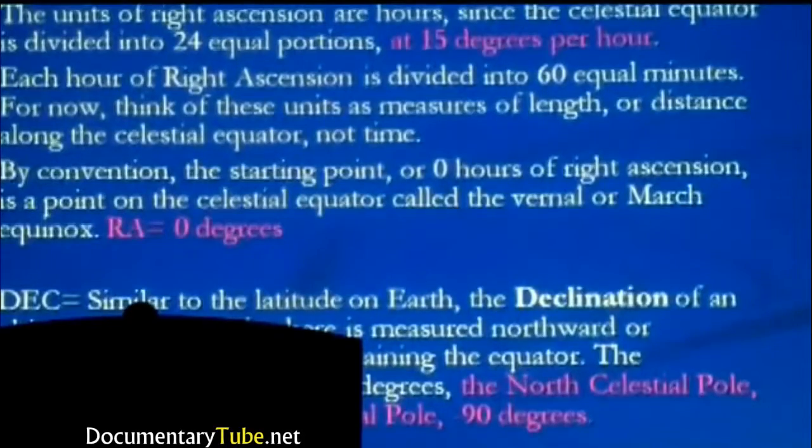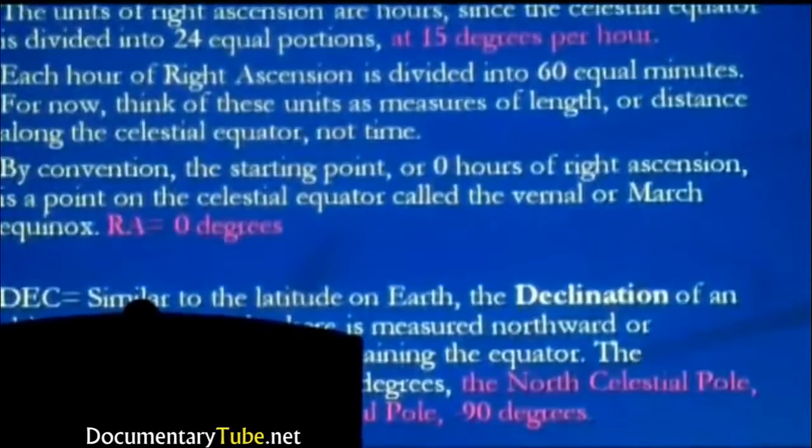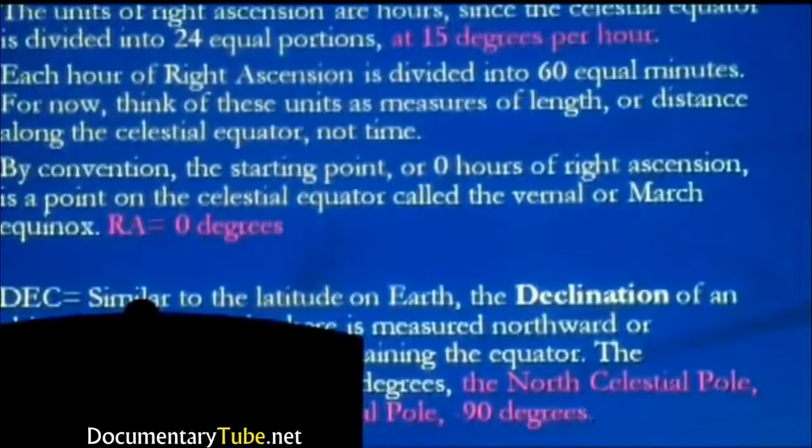Did I really lose everybody? Okay. So we've got our right ascension, which has to do with which point along the 24-hour clock that we have. And then declination is going to be which of those circles that we're going to get on. And I'll show you exactly what that means.